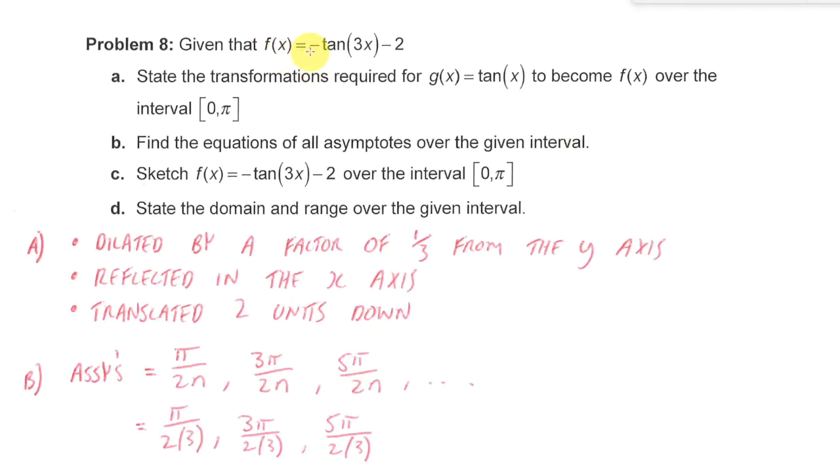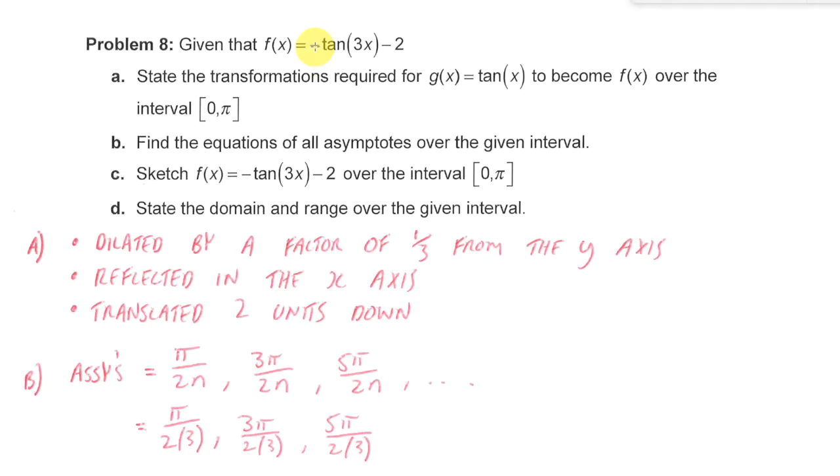Problem 8, f of x equals negative tan of 3x. State the transformations that will be required from the basic tan graph to become this f of x over the interval of 0 to pi. So, A, we're dilated by a factor of 1/3 from the y-axis. So every x value is multiplied by 1/3. We are reflected in the x-axis.